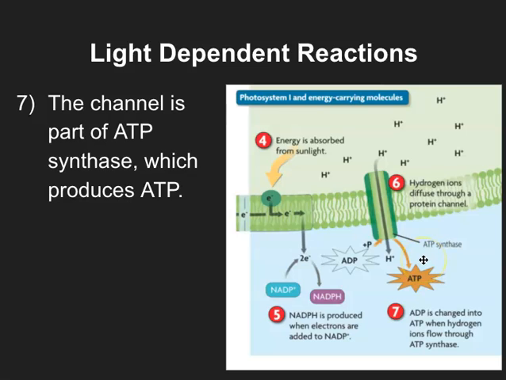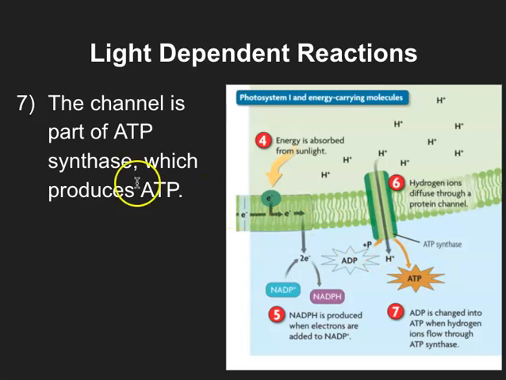ATP is probably most commonly known as the molecule produced in the mitochondria, which most of you, I would hope, know is considered the powerhouse of the cell. But the mitochondria doesn't have a monopoly on the production of ATP. ATP is produced elsewhere in the cell, and this is one example of where it's produced.